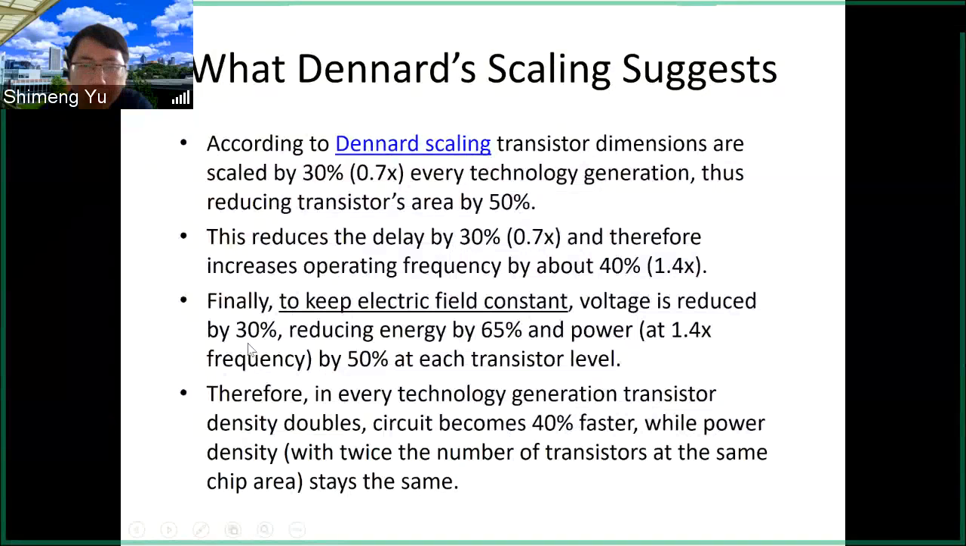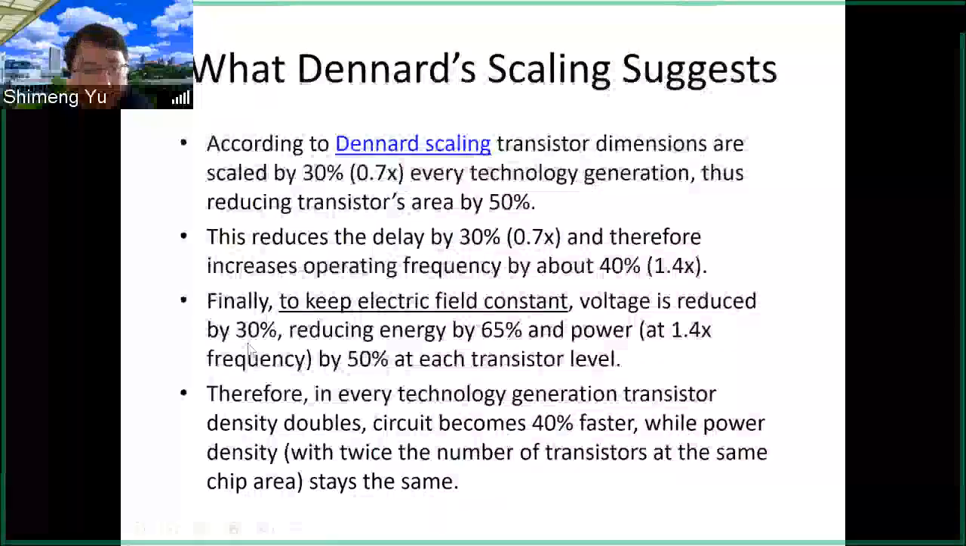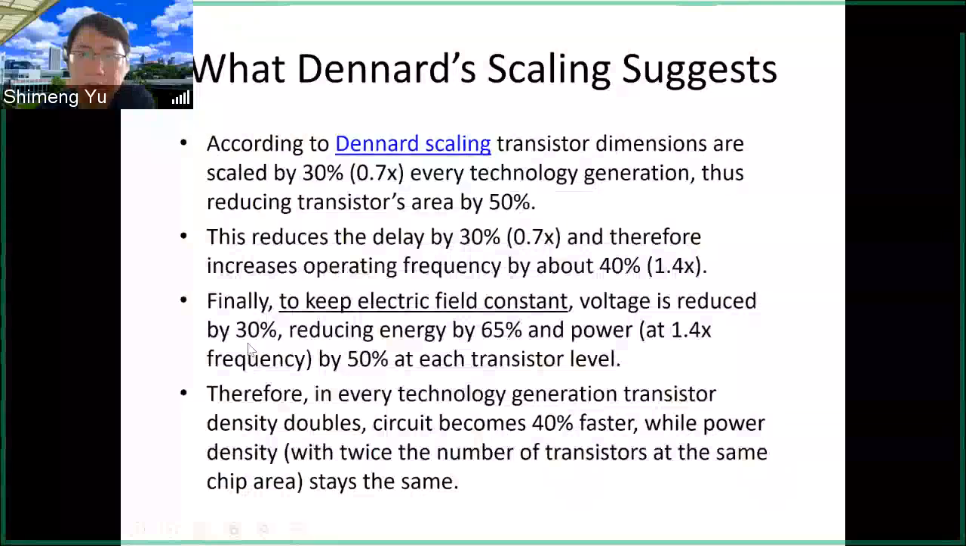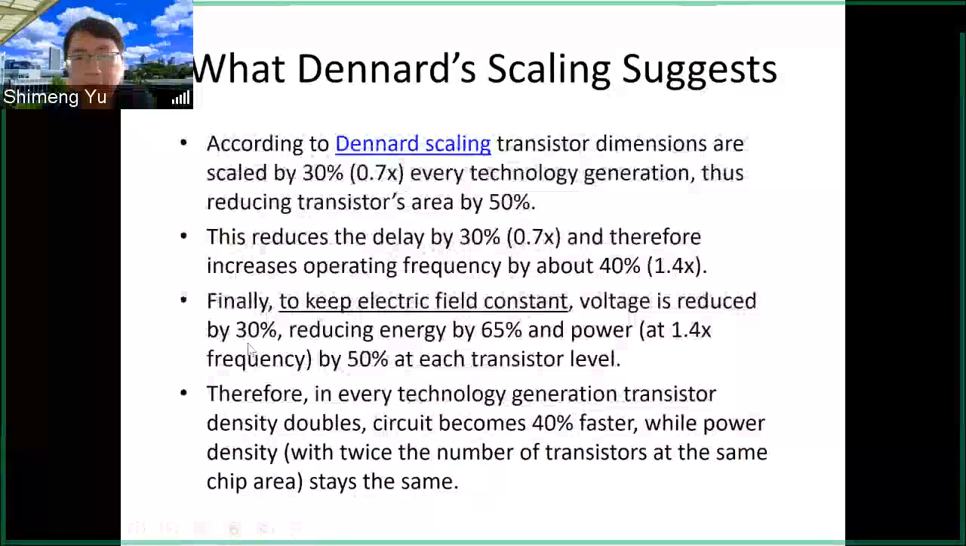This is because the transistor's area is reduced by 50%, and each transistor's power is also reduced by 50%. So you have less area and less power. Then the power density, which is the power divided by area, will stay the same. So these are the Dennard scaling conclusions. And in the next few slides, we are going to derive those numbers through some practice.